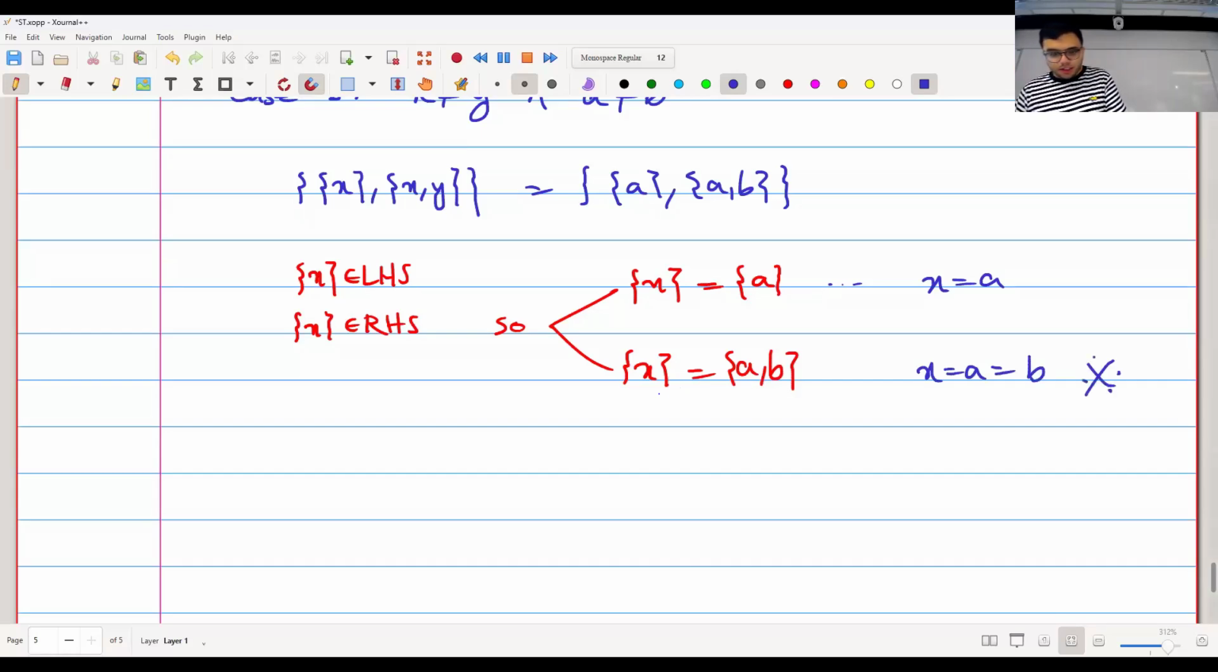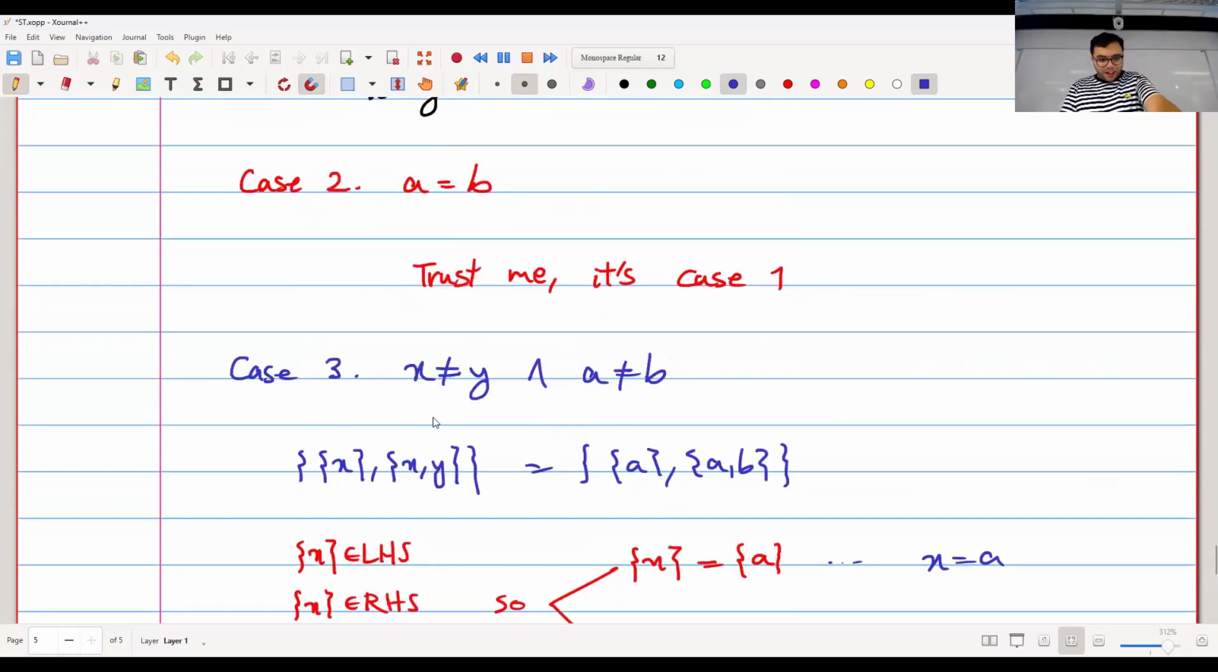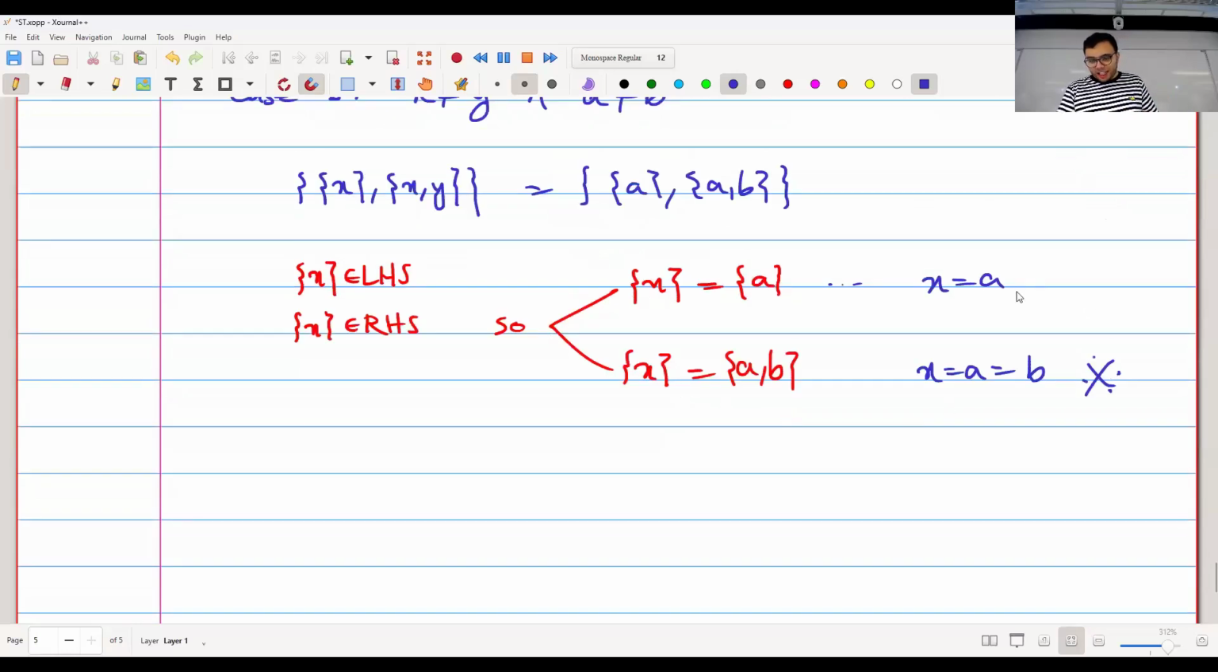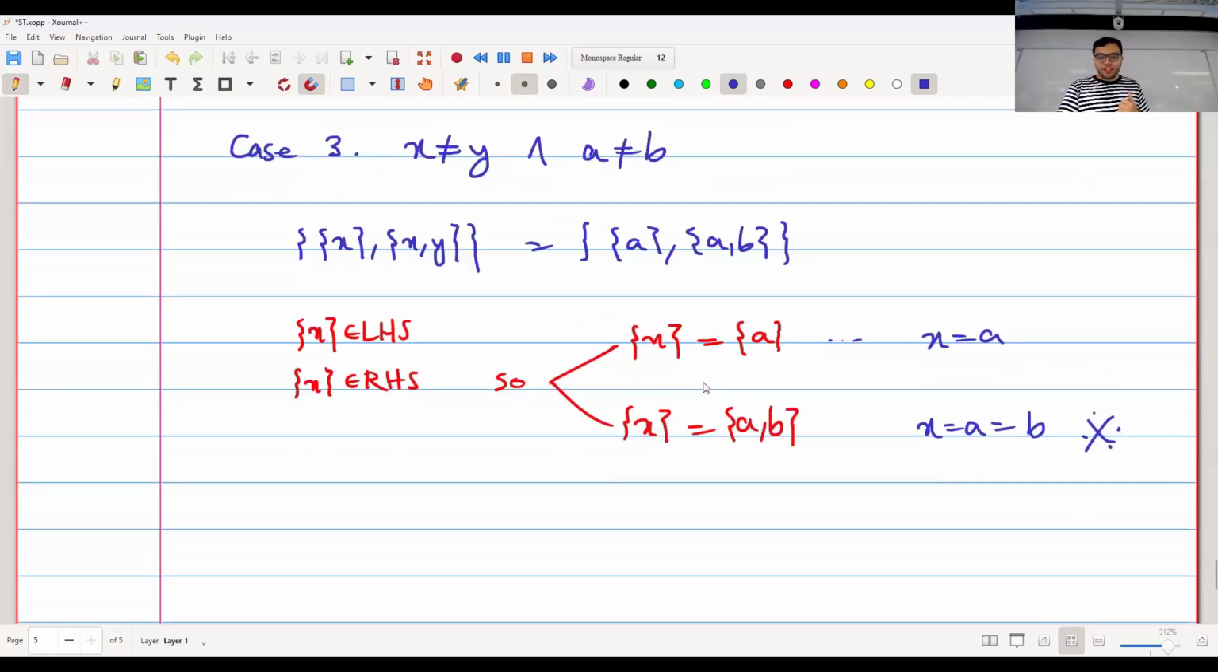a contradiction because remember, in my main casework, I'm in the case where A is not the same as B. I've already solved the case where A is equal to B. So this case never happens. And in this case, in the first case, I've proven that X is equal to A. Okay, so far I've proven that X is equal to A. But I still have to prove that Y is equal to B.